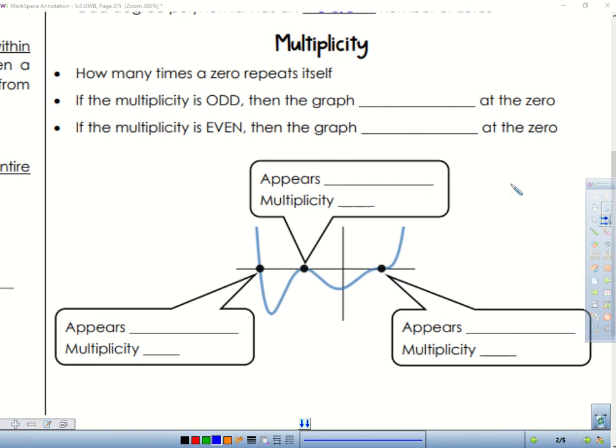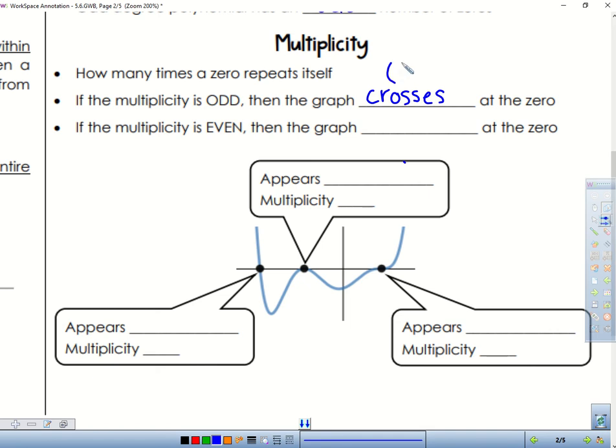So, if the multiplicity is odd, Miss Russell, would it be the same if you put like an exponent next to it instead of retyping it out every time? Exactly, yep. Just checking. No, 100%, yeah. That's how you see it a lot of the time. If the multiplicity is odd, then the graph crosses at the zero.